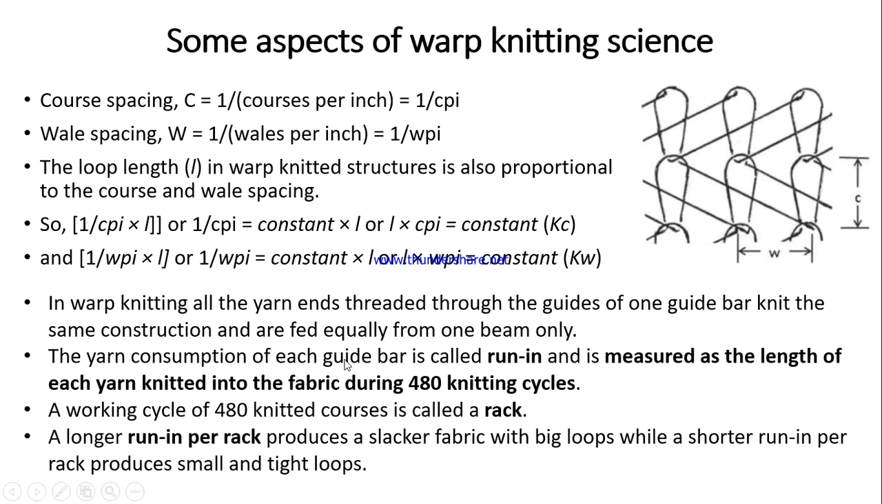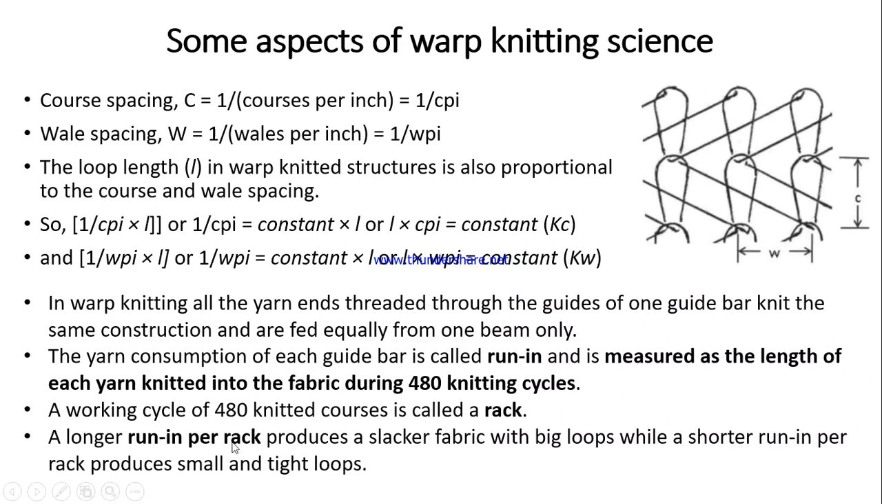The yarn consumption of each guide bar is called run-in. This is the technical term: run-in is the yarn consumption of each guide bar, and is measured as the length of each yarn knitted into the fabric during 480 knitting cycles. So run-in is the length of yarn knitted by a guide bar during 480 knitting cycles. In every knitting cycle one course is produced, and a working cycle of 480 knitted courses is called a rack.